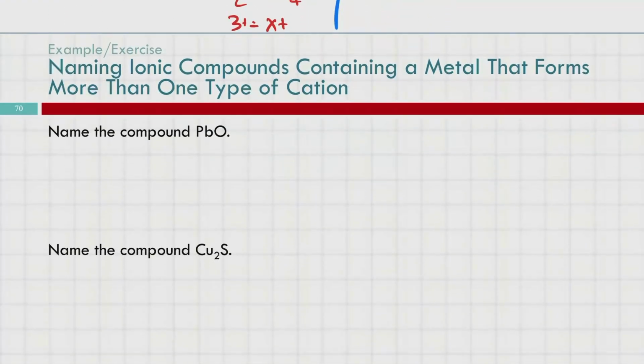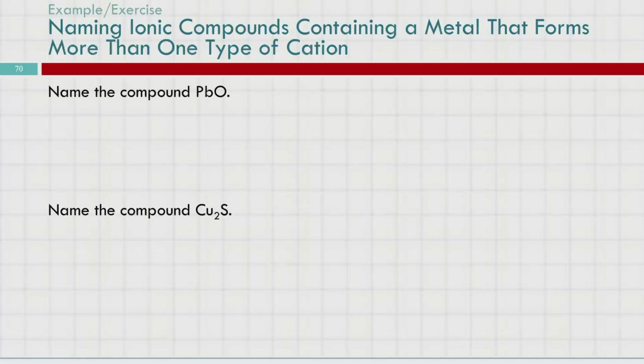All right, some more similar ones to try. Name the compound PbO. Pb is lead. Lead is in the main group. However, it's in this mysterious 4A column. So lead, as it turns out, can have multiple charge options. We also saw it on our nomenclature table, plumbous or plumbic. So lead has a couple of options for its charge, so we're not sure what it is.